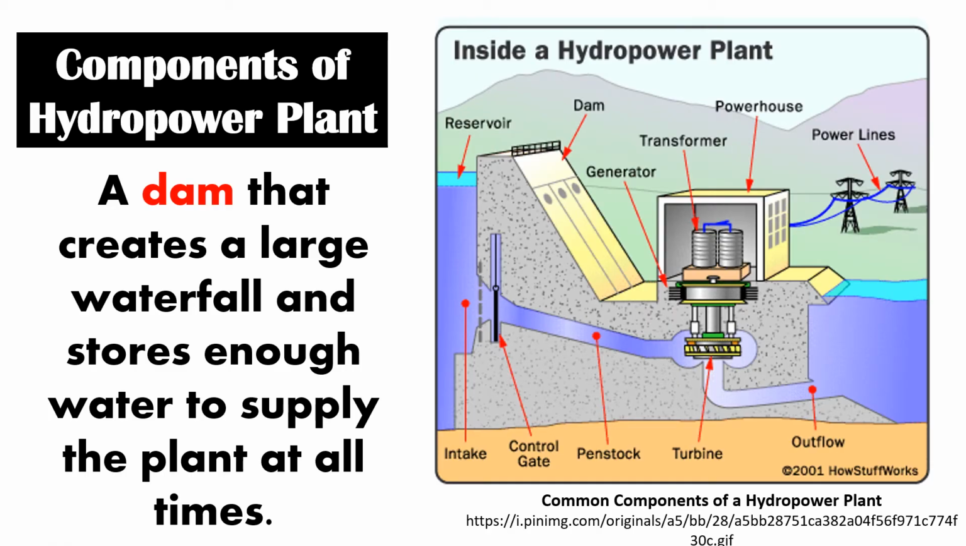Go with the components of hydropower plant. So, kailangan natin ng hydropower plants for us to harness the electricity from flowing water. So, merong three conventional or common components of your hydropower plant. The first one is the dam. So, the dam creates a large waterfall that stores enough water to supply the plant at all times.